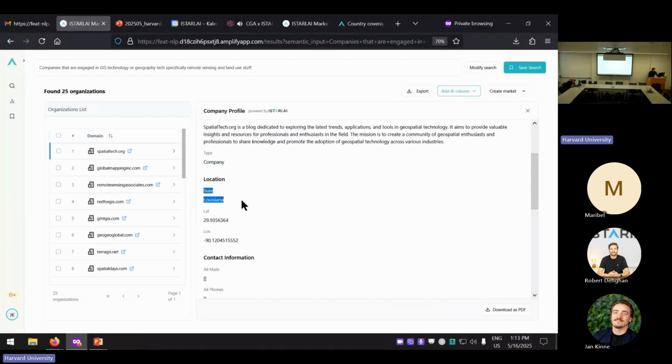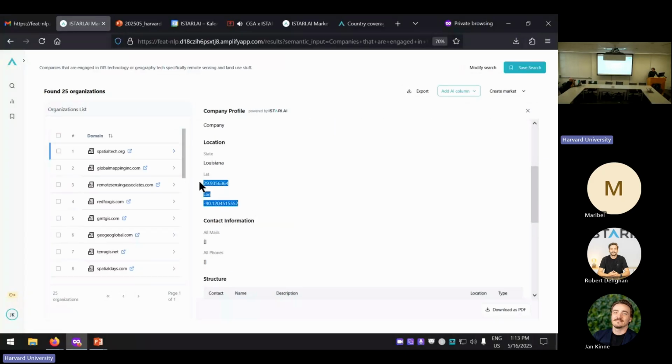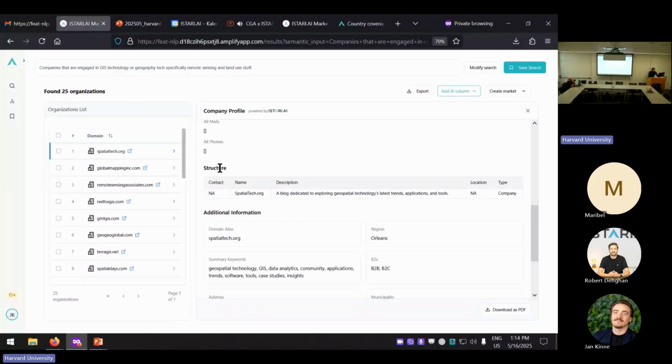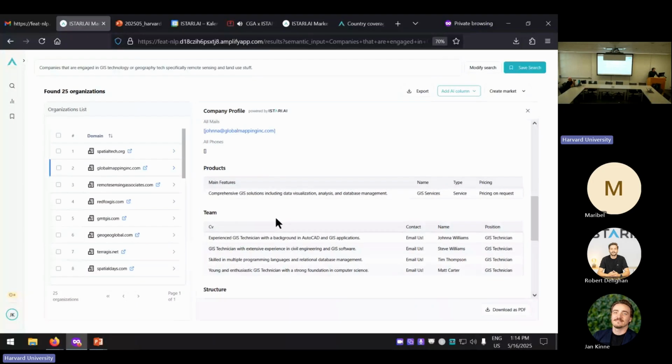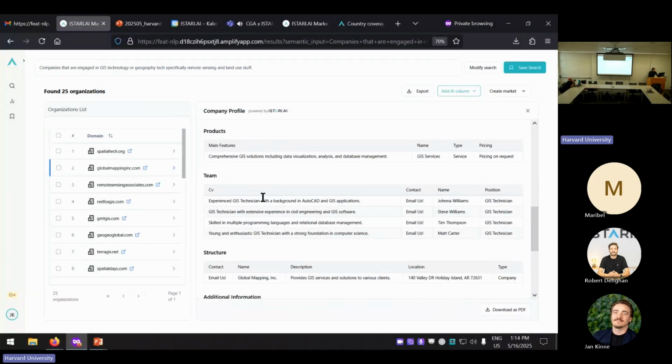We have a location. So this, for example, is located in the state of Louisiana. We have the geocodes. That's important, right, for all of the geographic stuff we want to do. And then you have different information about other stuff like products. And this is always only to give you an overview about the company first. So for example, you can see that their main product is comprehensive GIS solutions, including data visualization, analysis, and database management. It's a GIS service, they call it. The type is service and pricing is on request, right?